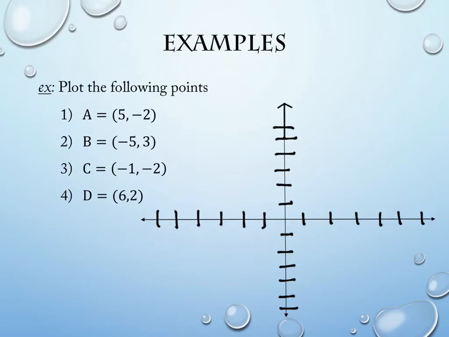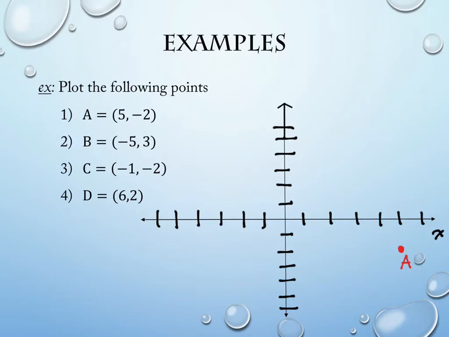Cool. All right, so the first one is 5, -2. So we go in the x direction first, left and right. So we go over 5. So this would be 1, 2, 3, 4, 5. And then we go down 2. So we'd be at about right here. So over 5 and down 2, and we're going to label it with the letter A. So that we're at point A.